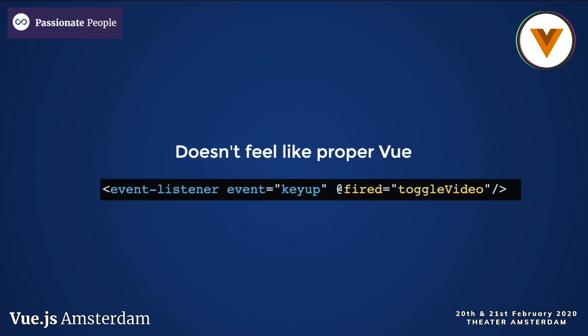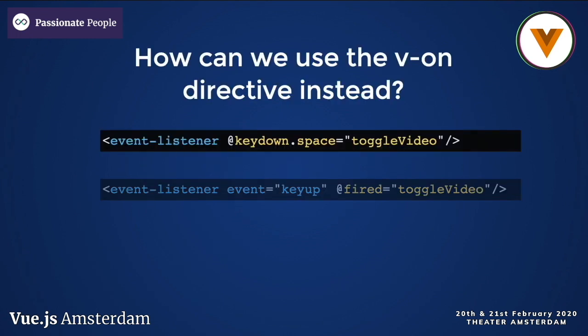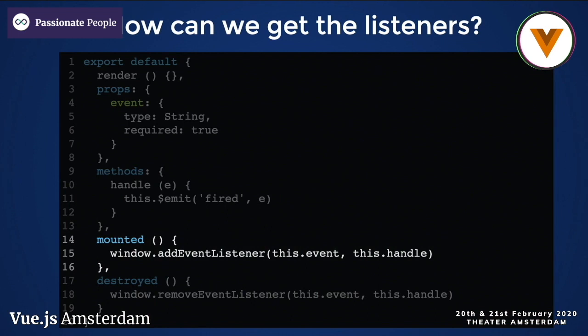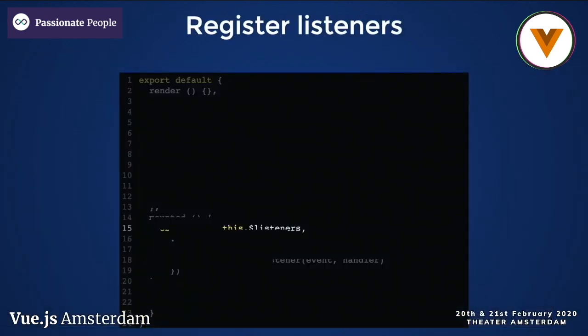The problem with this code, for me, is that it doesn't look like proper Vue code. I would much prefer to use the v-on directive directly, and especially the shorthand. So I'd like to go @keydown.space and then toggle video. In order for us to do that, we need to grab the event listener in a different way. So let's see how we can tackle that.